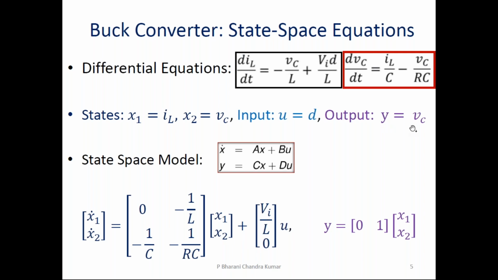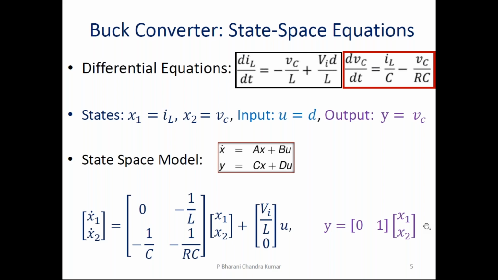And what is my output? Output Y equal to VC. So if I multiply these two, Y equal to x2. So x2 is nothing but, from here, x2 equal to VC. So now Y equal to x2, that equals VC. So this is the A matrix, this is the B matrix, and this is the C matrix. D matrix here is 0. So I have the complete state space model now.